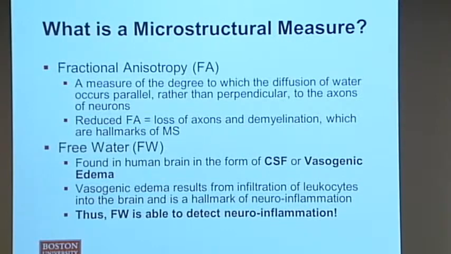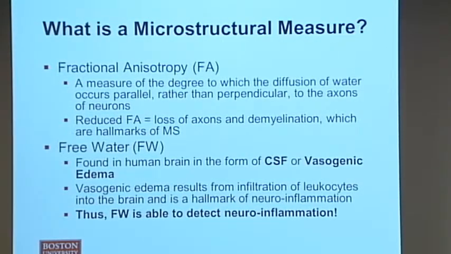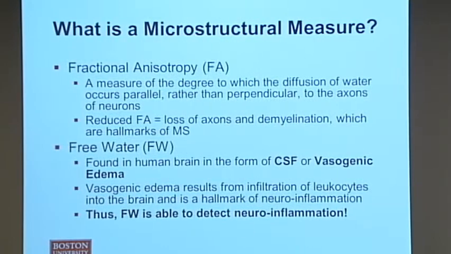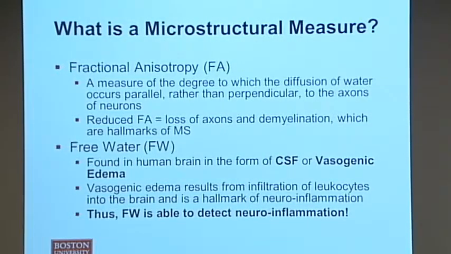Vasogenic edema, so edema is the pooling of water in tissue. In this case, we're talking about brain tissue, and I'll talk in a second why that's important. And vasogenic means that it's caused because of a break in the blood-brain barrier, which is consistent with multiple sclerosis. So after the blood-brain barrier breaks, as I said before, you get white blood cells coming into the brain. The scientific word is leukocytes. And these come into the brain and set off inflammatory reactions. So vasogenic edema is sensitive to neuroinflammation. Free water is sensitive to vasogenic edema. Thus, free water can detect neuroinflammation, which is a very important thing when you're trying to understand how neuroinflammation leads to neurodegeneration.